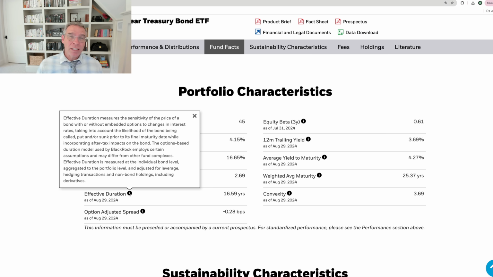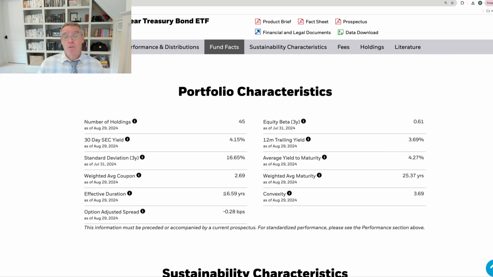What does this effective duration mean? And this is why TLT and EDV have some particular interest right now, just as the Fed is getting ready to lower interest rates in September. That is pretty much a given based on Chairman Powell's recent comments in Jackson Hole, Wyoming.